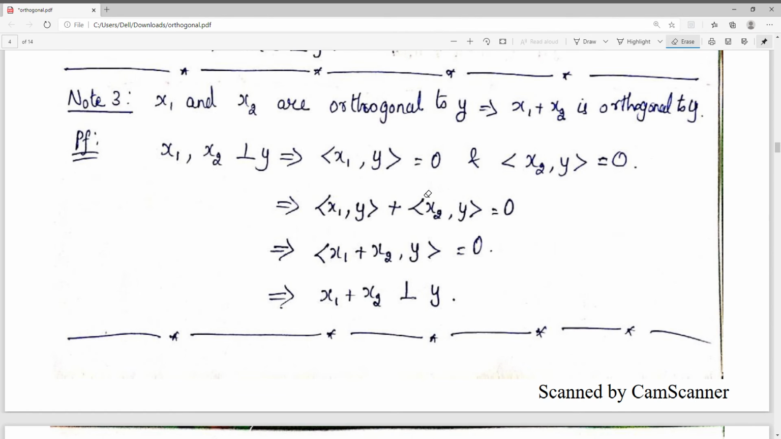Now we add these two inner products, we get inner product x1 comma y plus inner product x2 comma y is equal to 0. Now we know the addition rule, so adding these two inner products, we get inner product x1 plus x2 comma y is equal to 0. Then x1 plus x2 is orthogonal to y. Therefore if two vectors x1 and x2 are orthogonal to y, then their addition x1 plus x2 is also orthogonal to y.